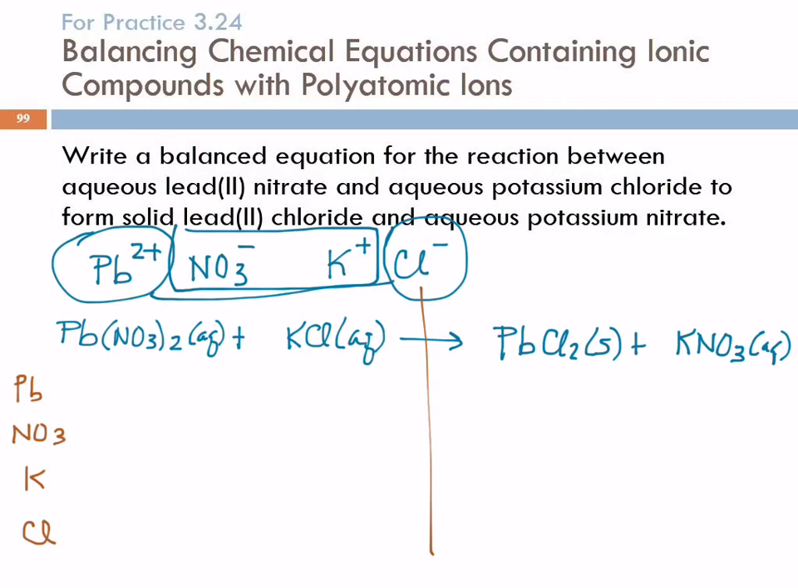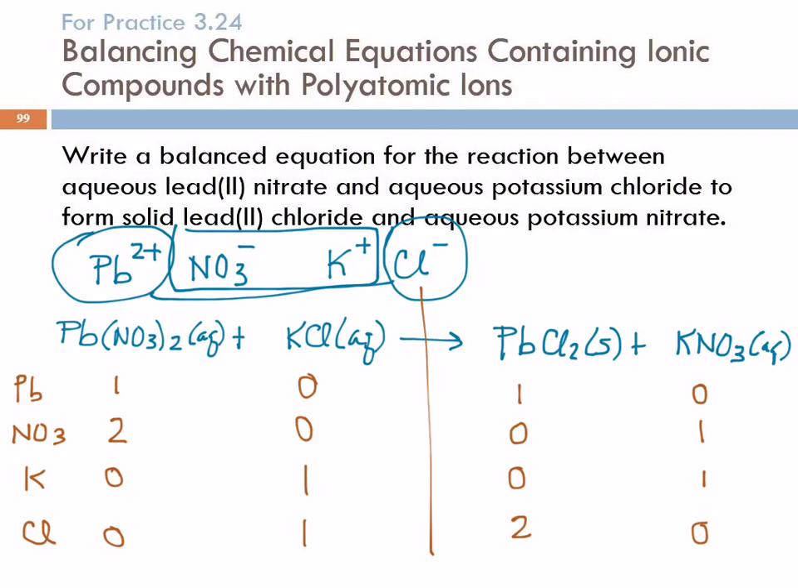Gotcha. So now I'm just going to take inventory, and I'm looking at this compound, lead nitrate. This has one lead atom and two nitrate ions. So I've got one lead, two nitrates, no potassium, no chlorine. Over here for KCl, no lead, no nitrate, one potassium, one chlorine. PbCl2, one lead, no nitrates, no potassium, two chlorines. And here at the end, potassium and nitrate. So no lead, one nitrate, one potassium, no chlorine. Everybody okay with that?